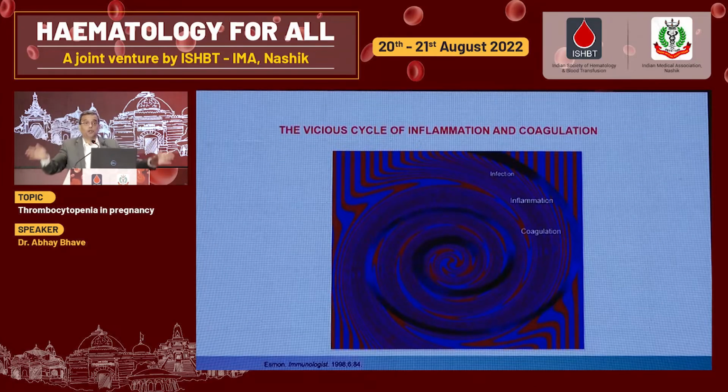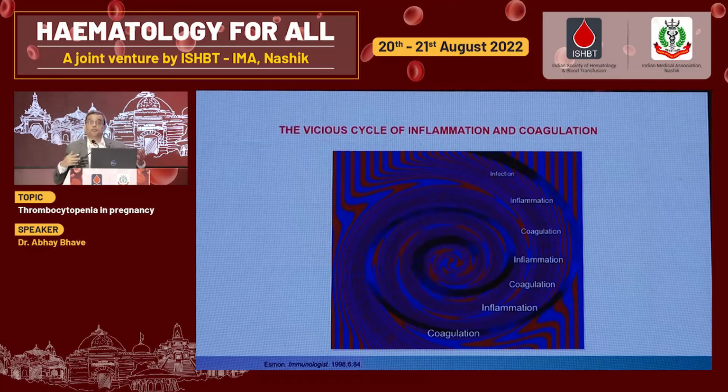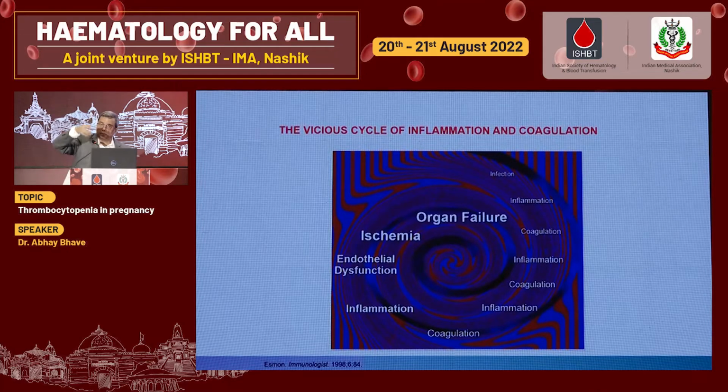But if you don't attend to all this and the platelets continue to go low and the patient is getting more and more difficult, then you're getting a combination of inflammation, coagulopathy, endothelial dysfunction, and ischemia. The organs start failing because there is thrombosis, thrombotic microangiopathy. And then there is organ failure. This leads to death. Now this is called DIC, or disseminated intravascular coagulation.